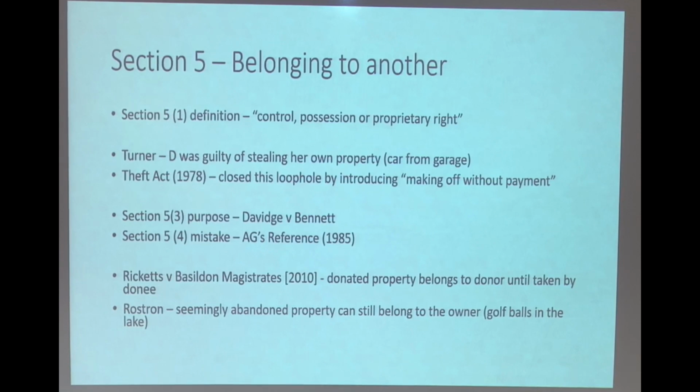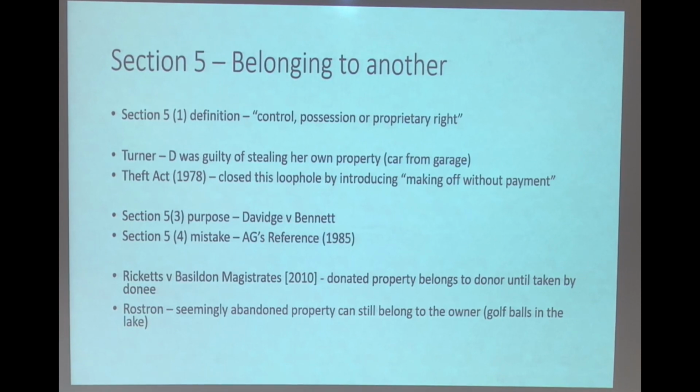Section 5.3, which covers purpose. So if you give money or something to somebody for a particular purpose, it still actually belongs to the person that gave it to them. So, for instance, in Davidge v Bennett, she was given money to pay for the gas bill, and she used it to buy Christmas presents instead. Now, although she was in control and possession of the money, which if you look at section 5.1 would suggest it belongs to her, the court said in Davidge v Bennett, and section 5.3 makes very clear, that because it was given to her for a particular purpose, because she didn't use it for that purpose, it still belonged to the person that gave it to her.